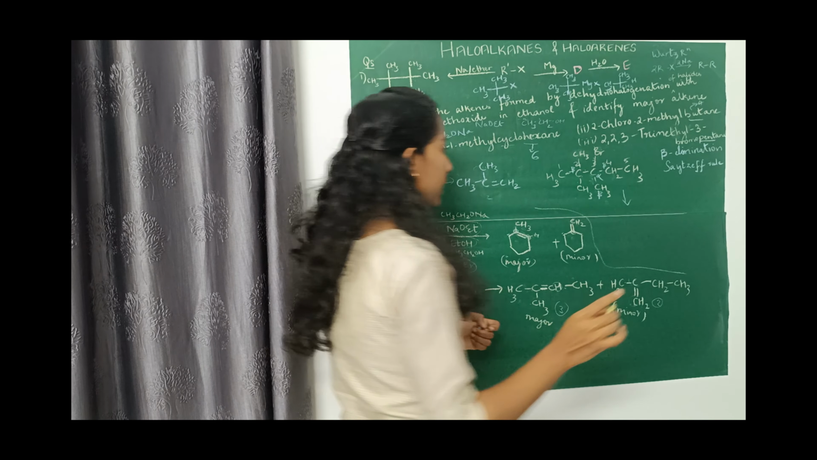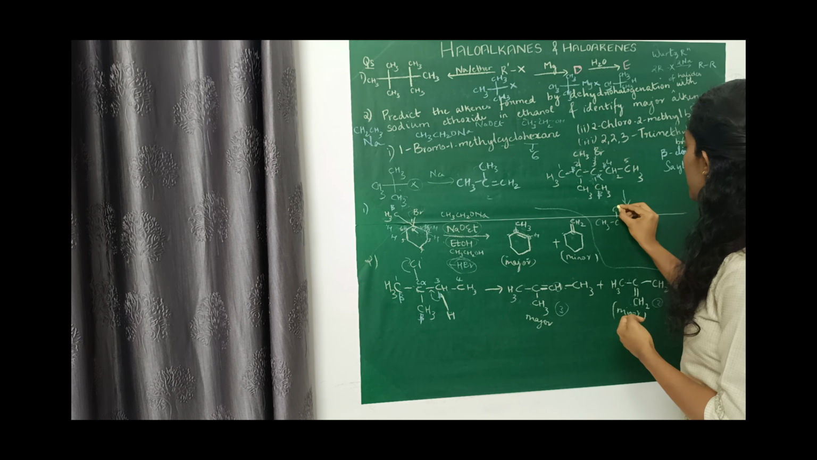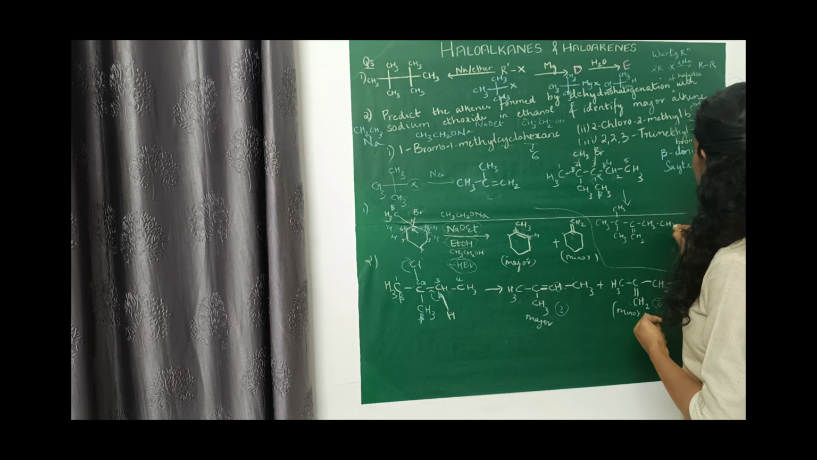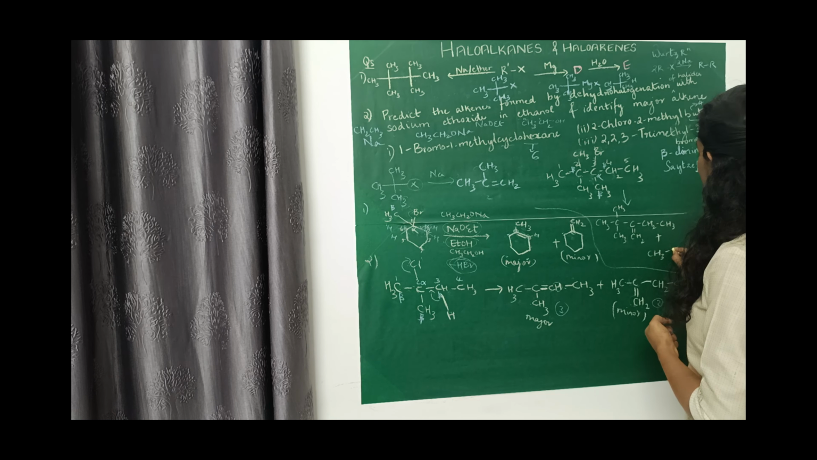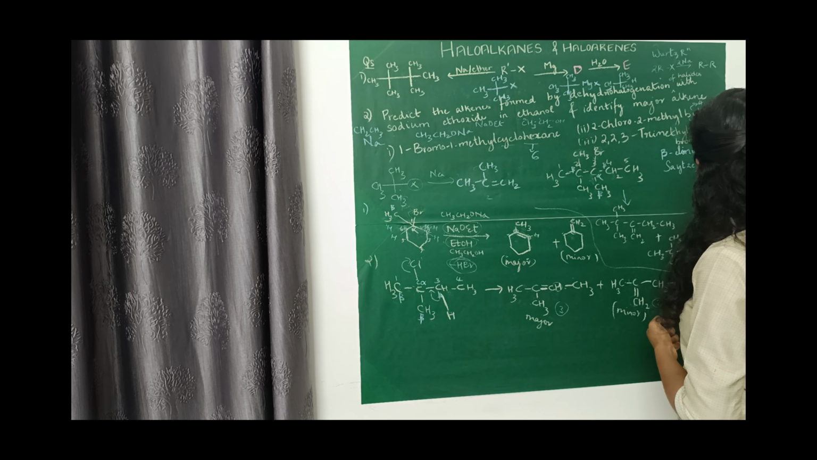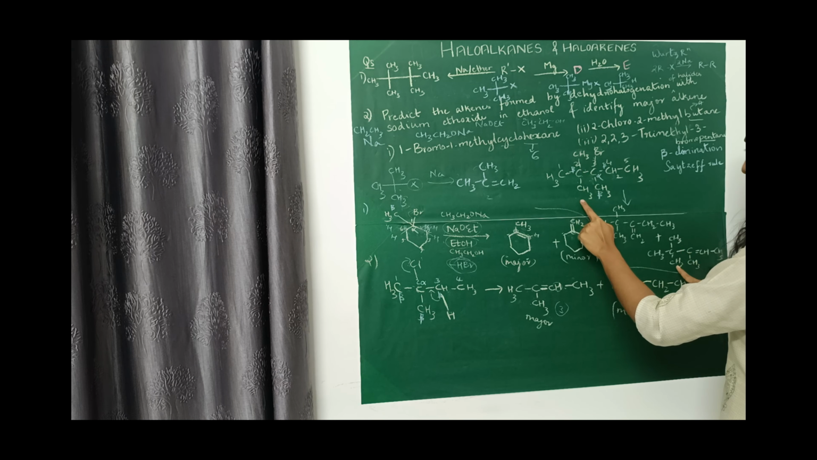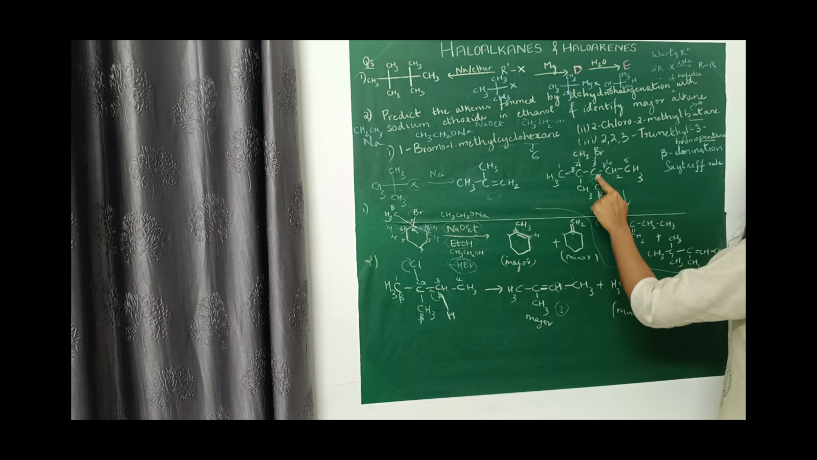So what will be the two products formed? CH3, CH3, CH3, then C double bond CH2, CH2, CH3. The other product will be CH3, CH3, CH3, then CH3 double bond CH, CH3. Look: CH3, C, CH3, CH3, C, CH3. The bromine has gone as bromide. Then CH double bond CH, CH3.